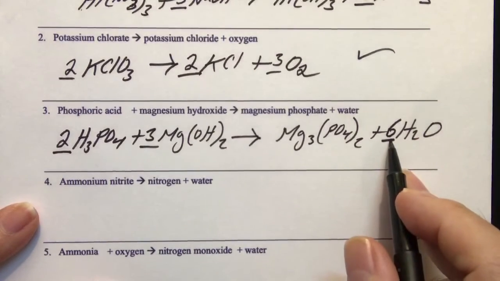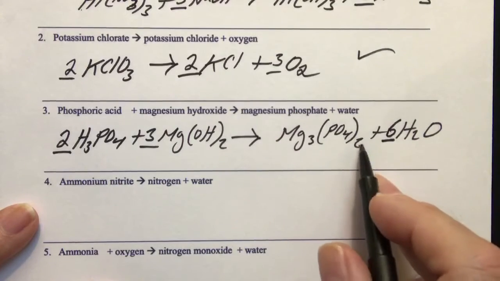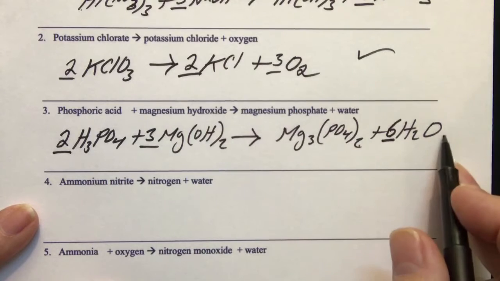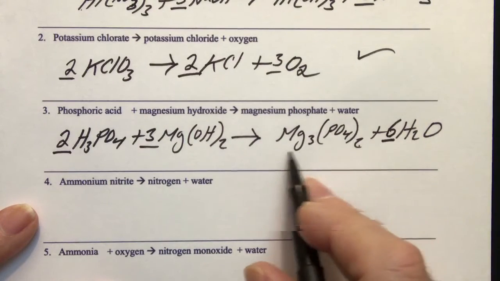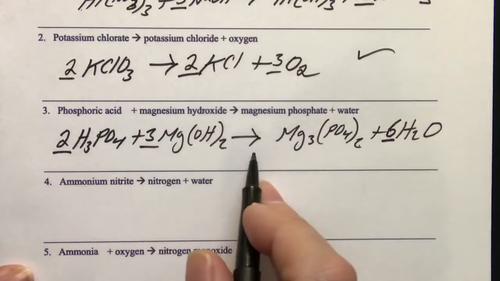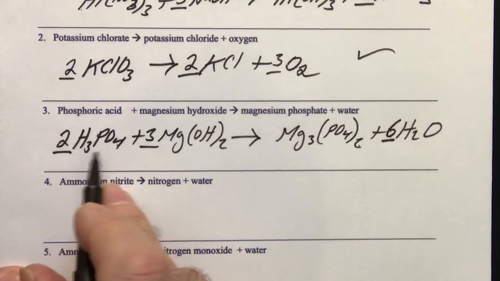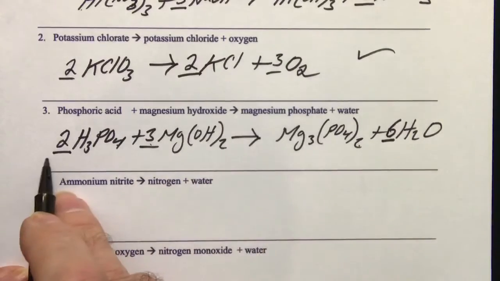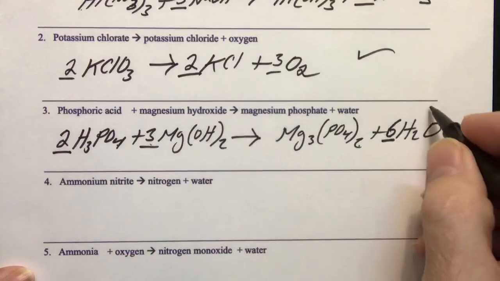Now, that'll give me 6 oxygens and 8 oxygens on the product side. So it's a total of 14 oxygens, 6 from the water, 8 from the magnesium phosphate. So I have 14 oxygens on this side, so on this side, I need to have 14 oxygens as well. So 2 times 4 gives me 8 oxygens here, plus 3 times 2 gives me 6 oxygens, so that's 8 plus 6, 14 oxygens. So everything balances. We're good to go.